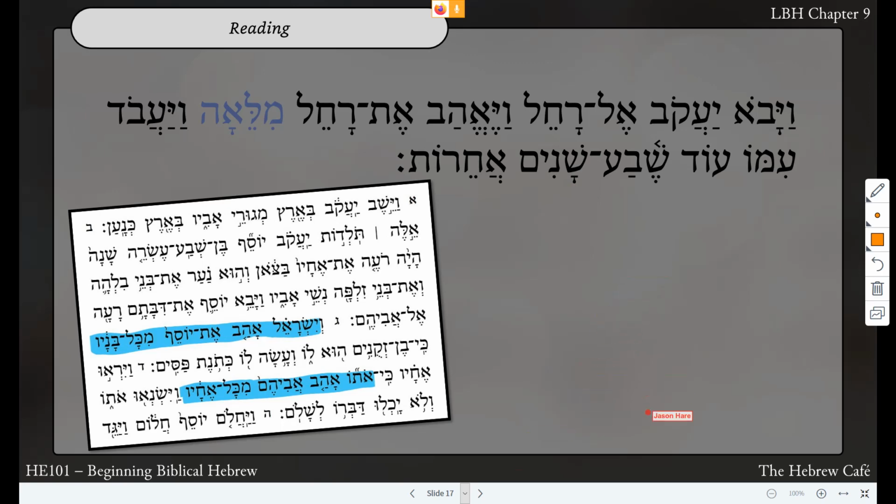Okay, so that mem prefix that we know as from, when it's used in comparison, it means than or more than. So if I say Ani gadol mi achi.